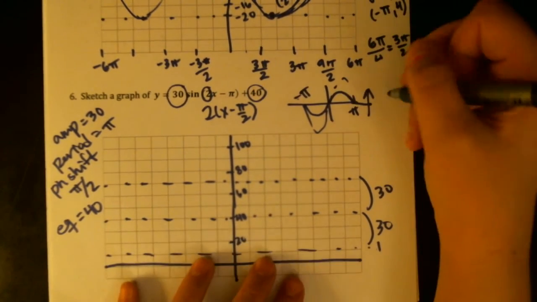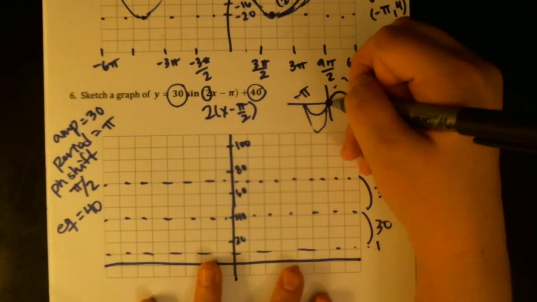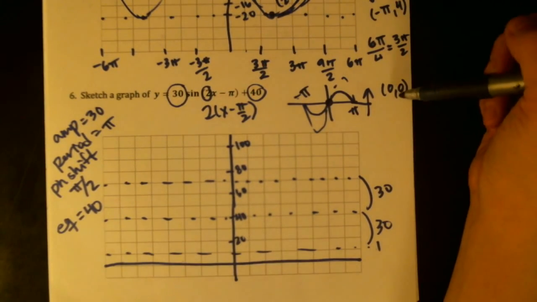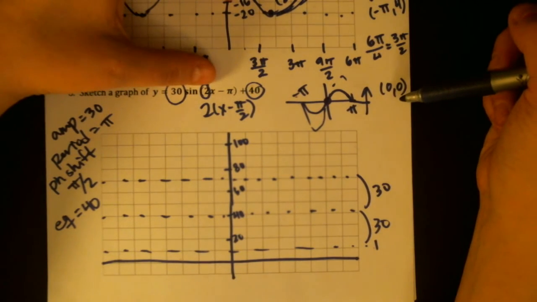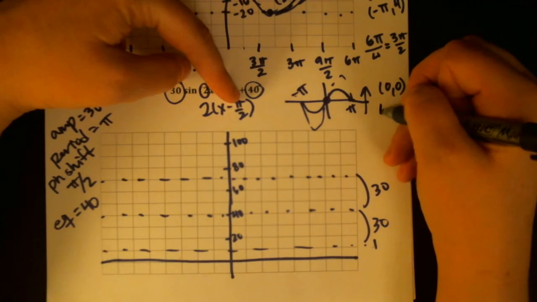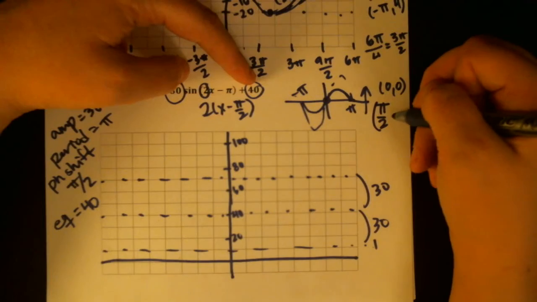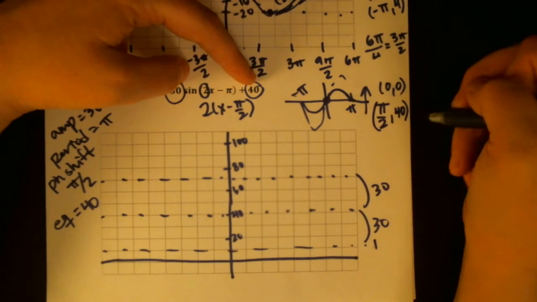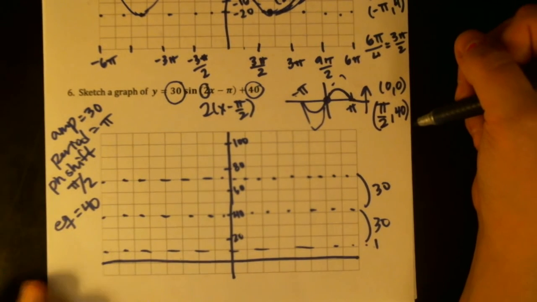So let's follow our nice point 0, 0 and see if we can get a starting point. Where does this equilibrium point land? Vertical stretch doesn't change 0. Horizontal compression doesn't change 0. Shifting will change the x value to pi over 2, and shifting up will change the y value to 40. So pi over 2, 40 is my starting point.